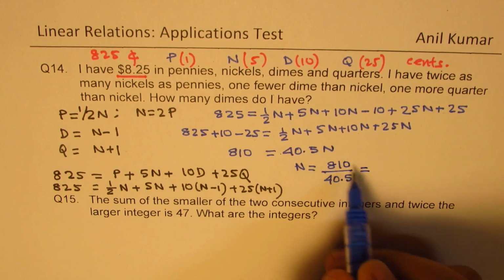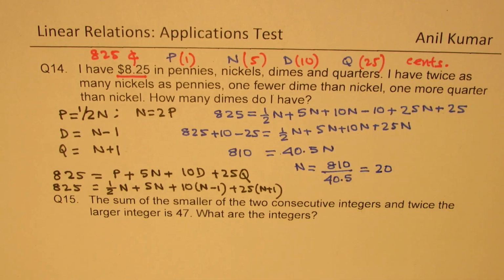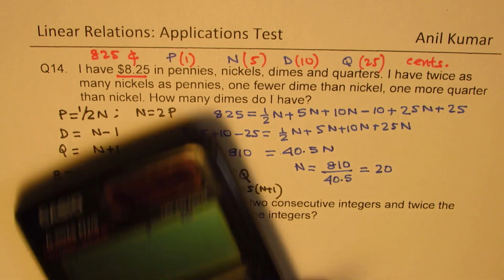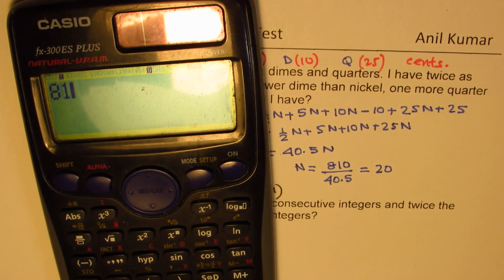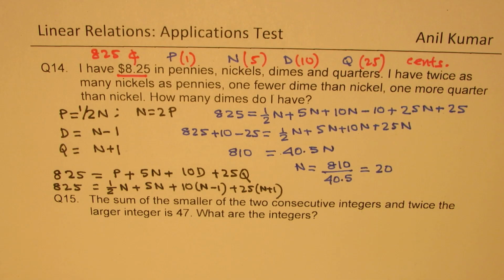Is that okay? So when you divide this, this will go 20 times. You can use a calculator if you want to. So we'll do 810 divided by 40.5, which is 20, correct? 40.5 is half of 81, right? So we get the number of nickels as 20.